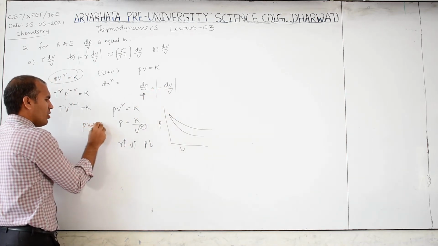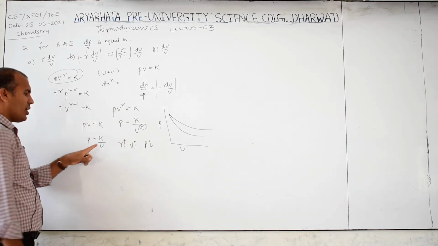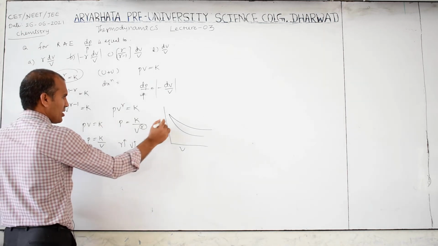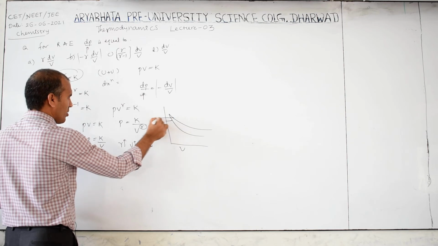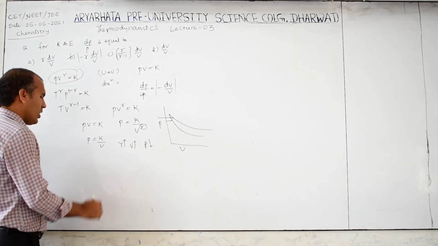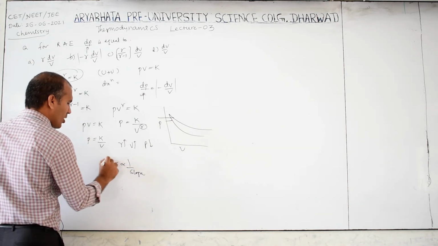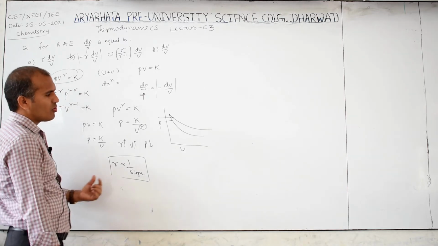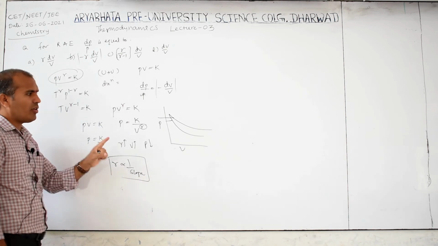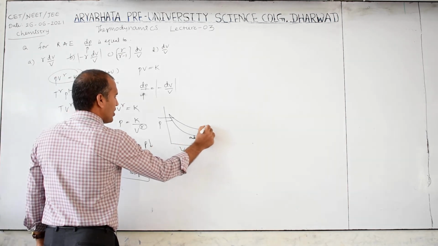PV equal to K, so P is equal to K by V. Here only one will be there. Comparing these two equations, pressure decrease means this is the lower pressure line and this is the higher pressure line. Another point is gamma is inversely proportional to slope, which you can also apply mathematically. Therefore, if you compare the slope for adiabatic and isothermal, you will know that this is adiabatic and this is isothermal.